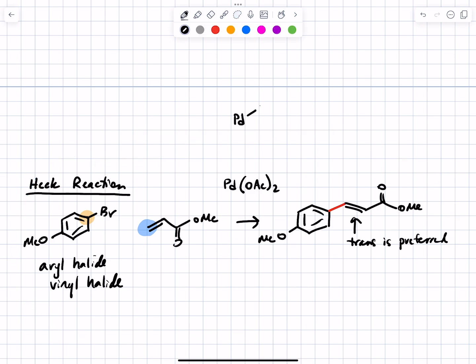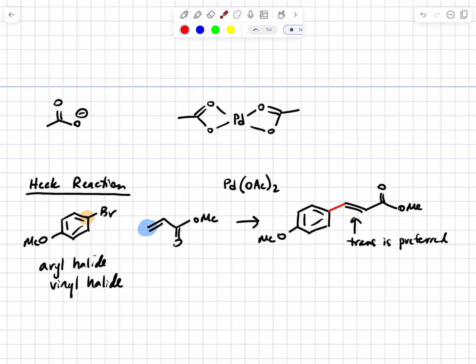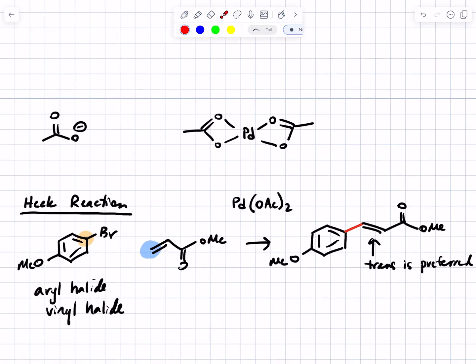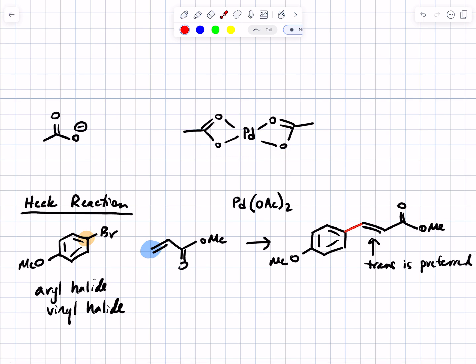You've got palladium bonded to basically two carboxylates. OAc is acetate. The ligands, if they left, would be like that. It's a neutral complex. What's the oxidation state of that palladium?